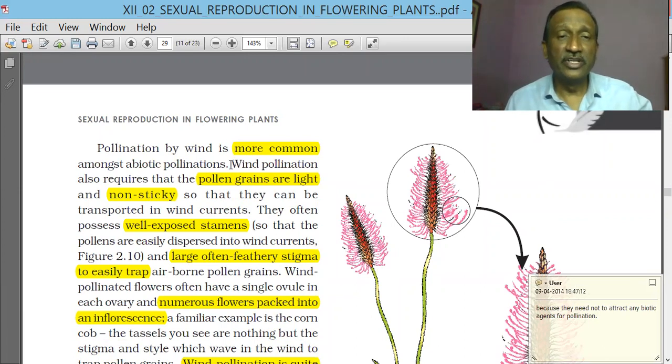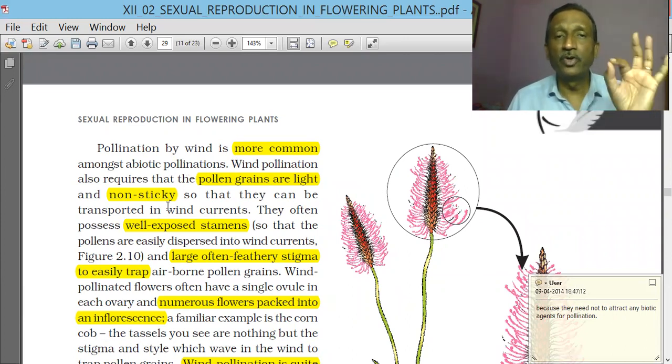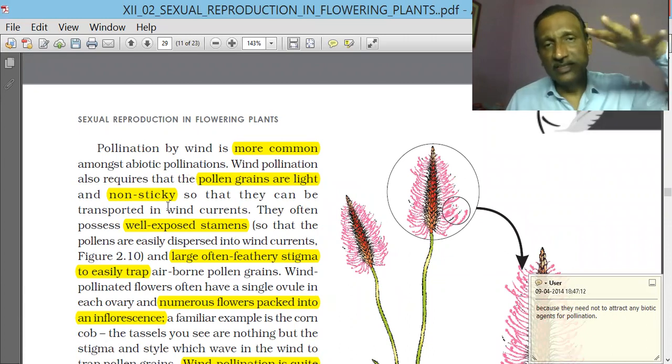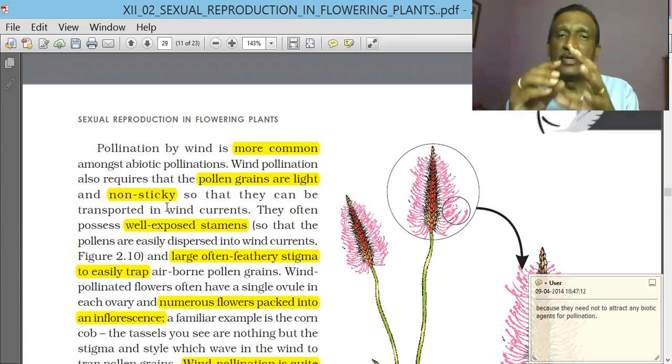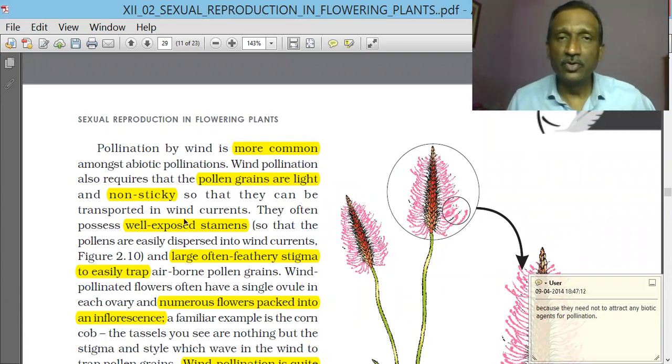Okay, the pollination by wind is more common among the abiotic pollination. The wind pollination also requires that the pollen grains are light and non-sticky. The first condition, the pollen grain should be light so that they can be easily carried by the wind current, and they should be non-sticky. If they remain sticky, then they will remain stuck to the anther only. They will never disperse from there. So they should be non-sticky, and they can be transported by the wind current.